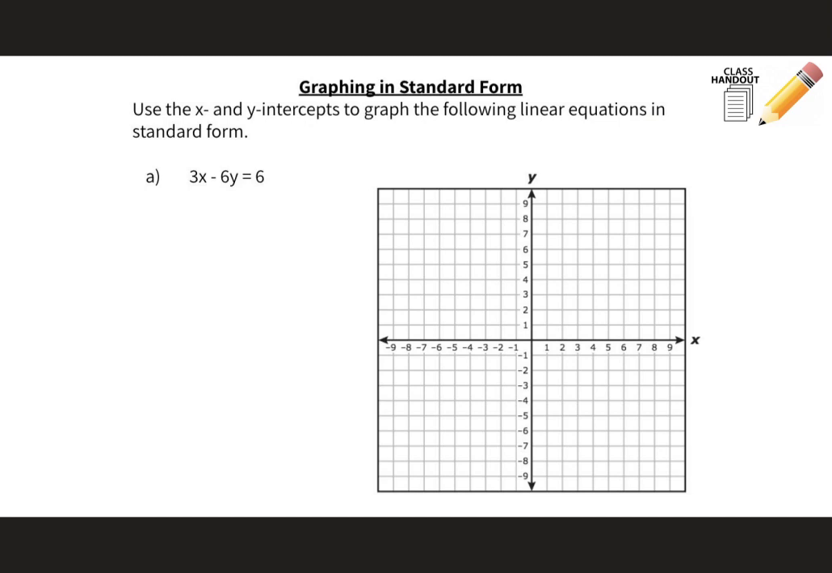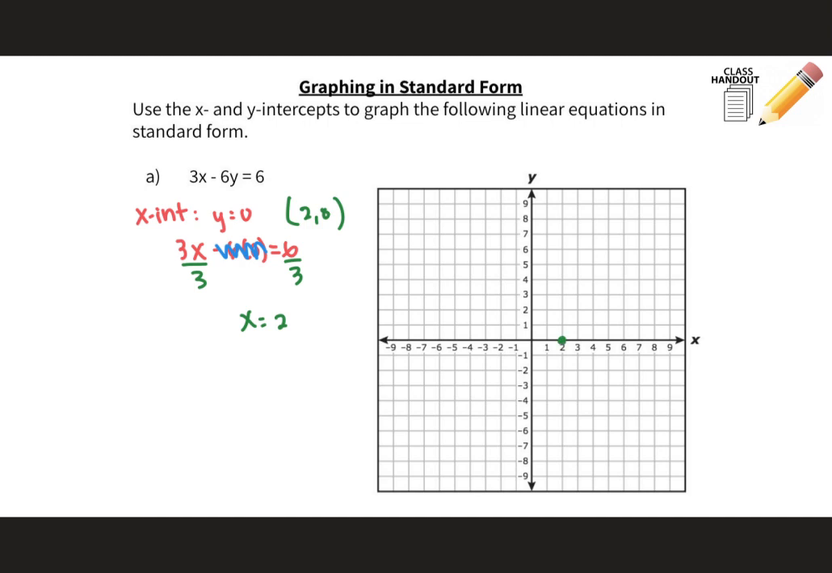Now let's graph using the x and y-intercepts for the equations written in standard form. So first I'm going to find my x-intercept. And for that, we're going to plug in y equals 0. So it's going to be 3x minus 6 times 0 is equal to 6. This goes to 0. So then I'm just going to divide by 3. So x is equal to 2. So my x-intercept is going to be 2, 0, which is right here.